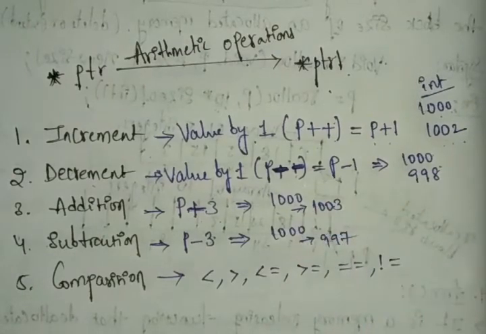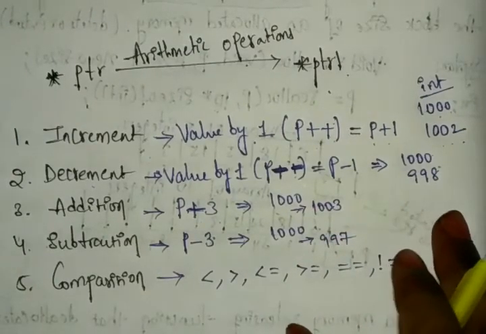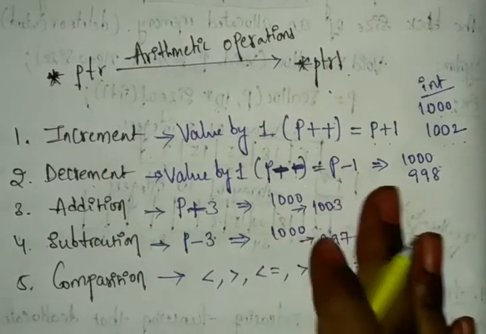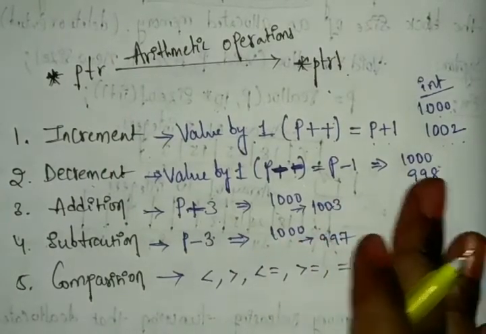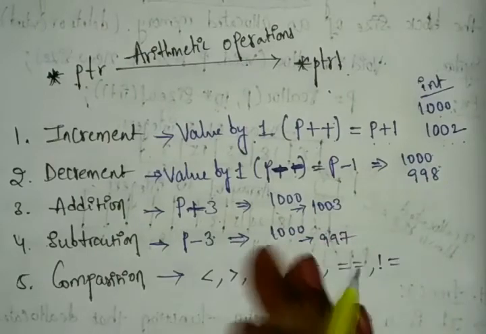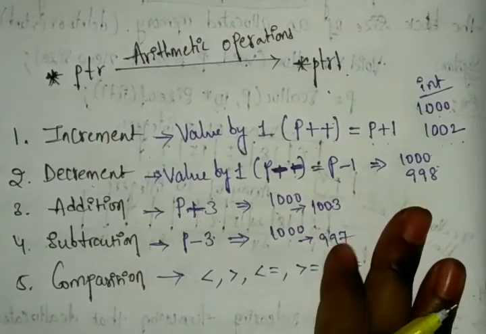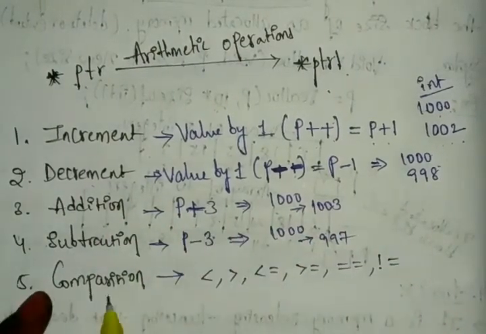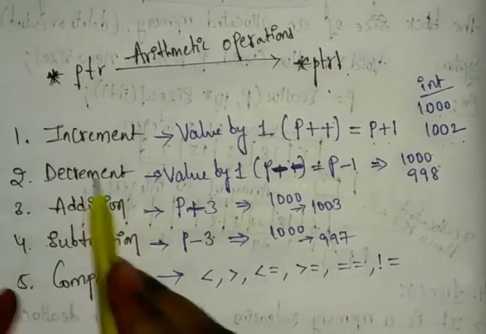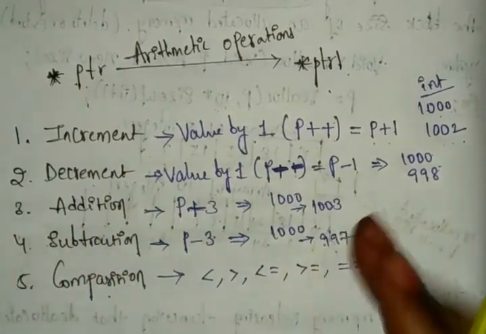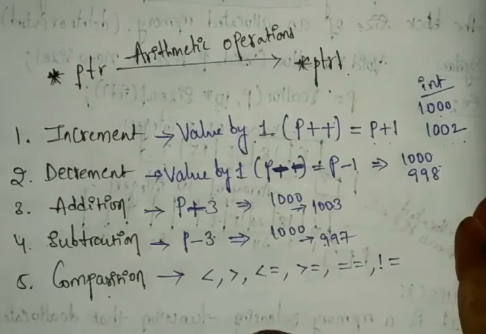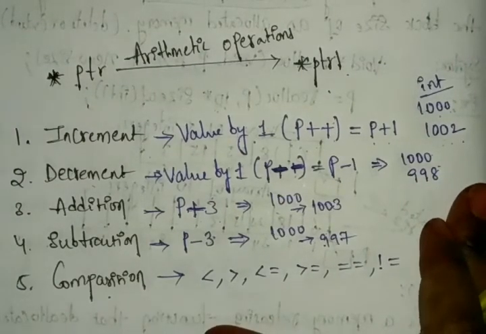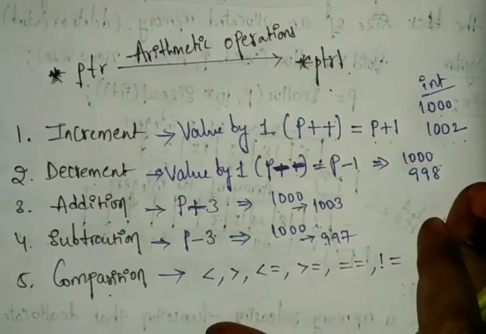So these are the arithmetic operations with pointers, just remember. Whatever operations we perform on the pointers, the results are also pointers only. We have to remember that. Not only can we use pointers directly, we can also use arithmetic operations with them.